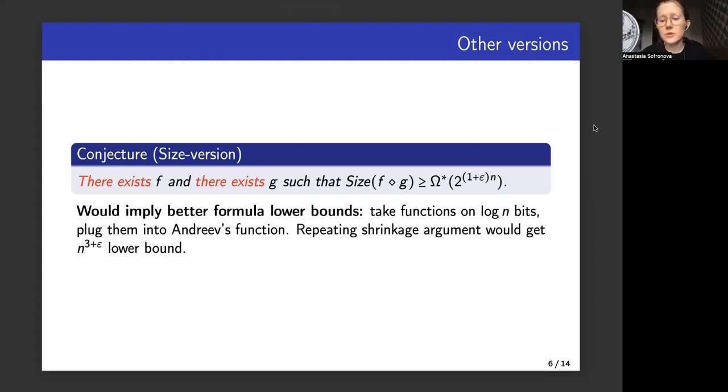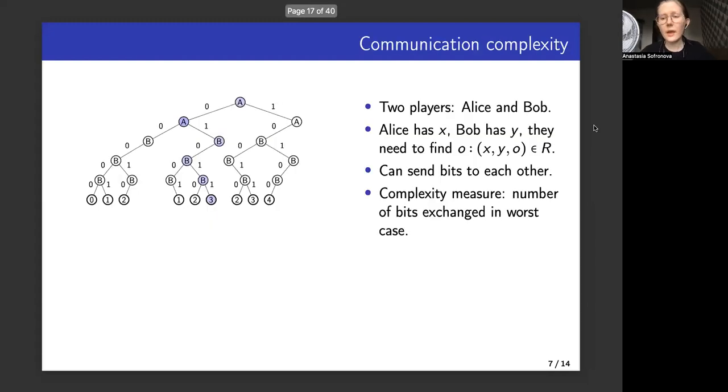Let us take functions on log n bits and just plug their composition into Andreev's function. And then let us just repeat the shrinkage argument by Håstad, and that would get better than n cubed lower bound. And in fact, there is another angle at which we can look at the Karchmer-Wigderson conjecture, and it is the communication complexity perspective.